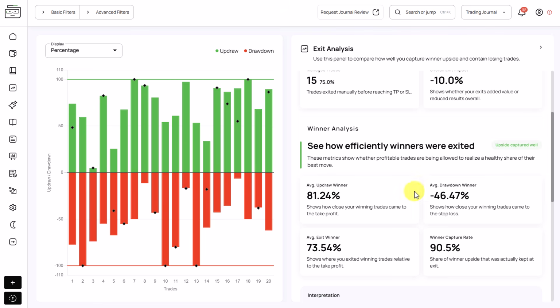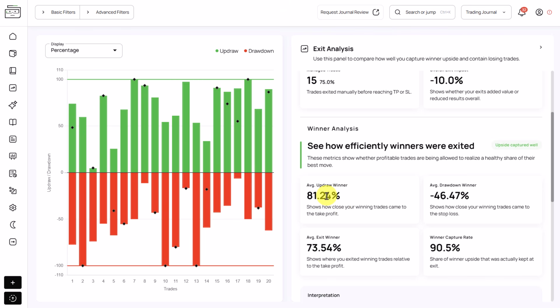And then we have winner and loser analysis. If you have seen one of my review videos in the past, you know that I always come here and look at the winner and the loser analysis separately. So we built that in right here for you. By only looking at the winners, we can see the average updraw on a winner is 81%. And this shows you how close your winning trades came to your take profit.